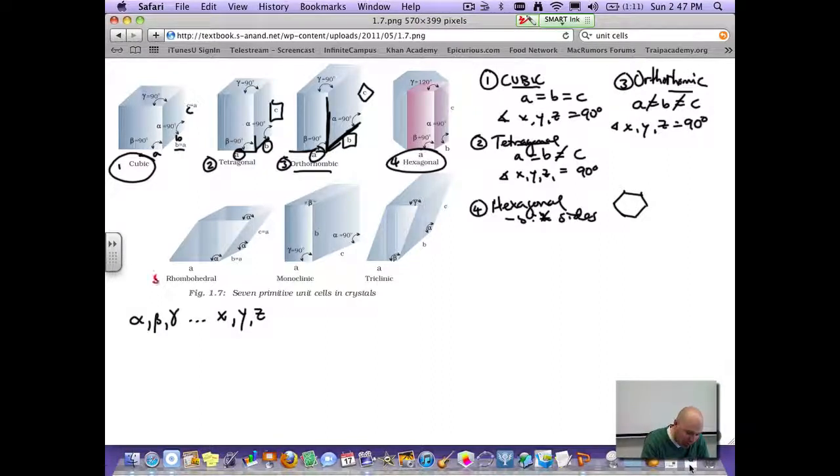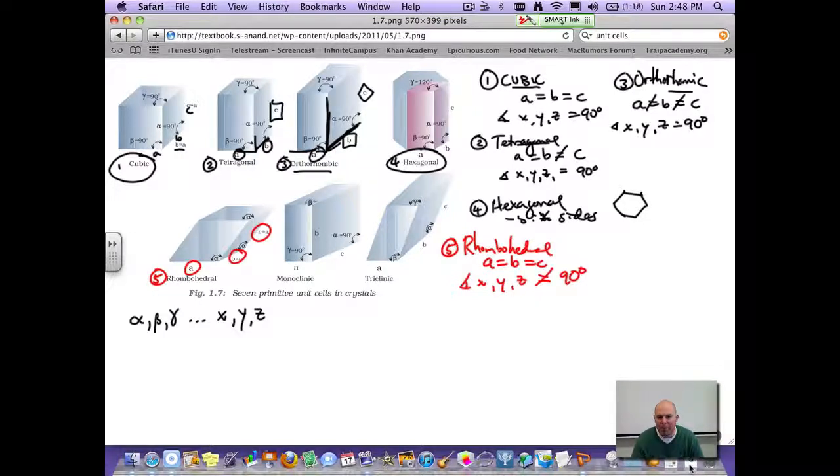The next 3 here, a rhombohedral, is where A, B, and C are all equal to each other, but none of the angles are 90. So angles X, Y, and Z are not 90 degrees. So it's kind of like a cube that's been tipped over. A, B, and C, notice that they're all equal to each other, but they're not 90-degree angles. So it's kind of on its own.